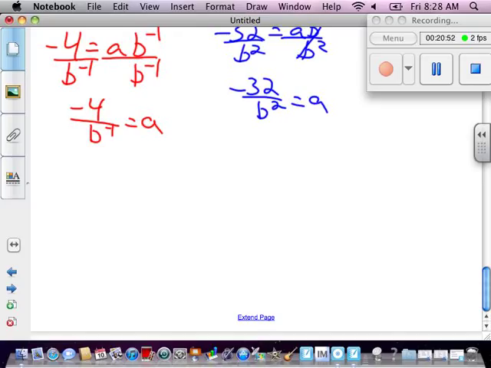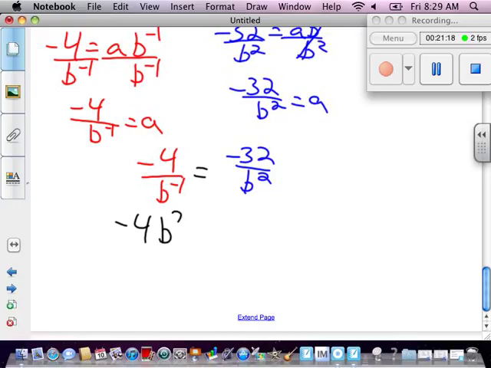Then we go to step number 4, which is substitute and combine like terms. Negative 4 over b to the negative 1 equals negative 32 over b squared. Our next step is to solve for b. In this case, we're going to cross multiply. Negative 4b squared equals negative 32b to the negative 1.